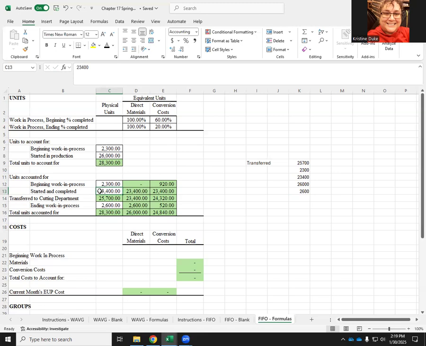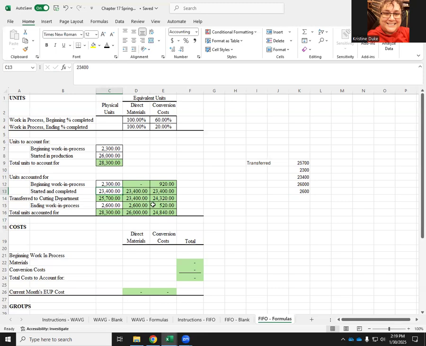So this is going to be 100% of materials at our equivalent units of production, 100% of our conversion cost multiplied by the units. Then I'm going to add these two together. That's what's transferred to the cutting department. Okay, and make sure, yep, that balances to the 25,700. So those are the EUPs transferred to the cutting department.